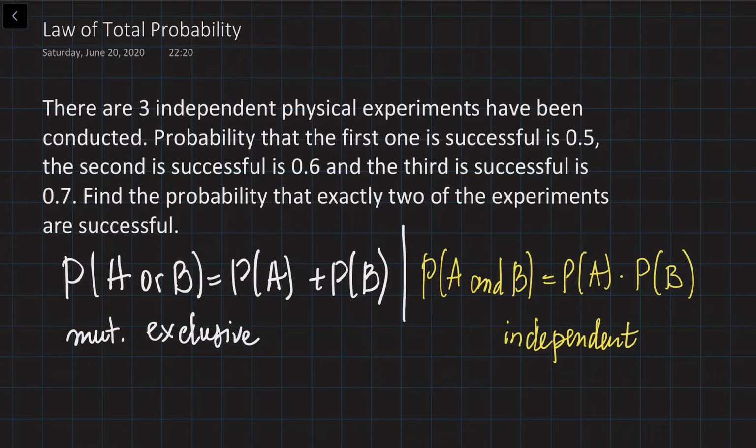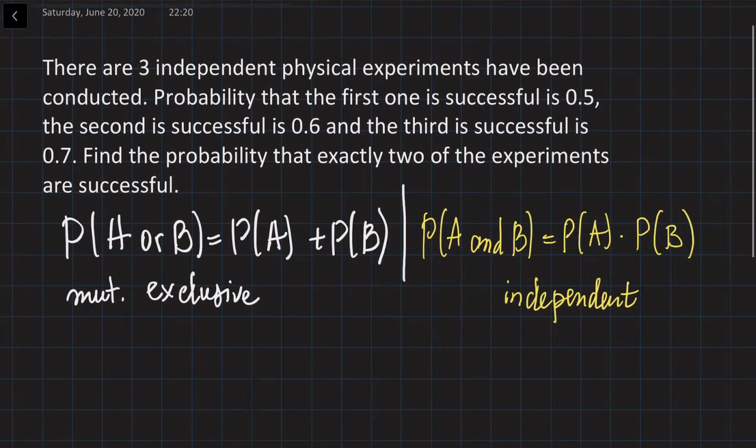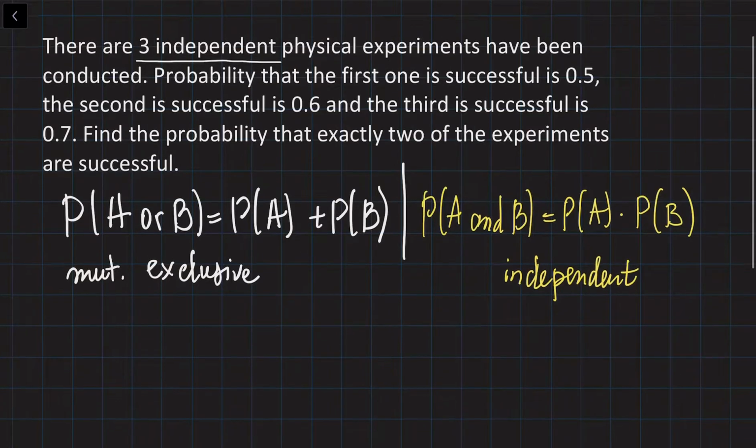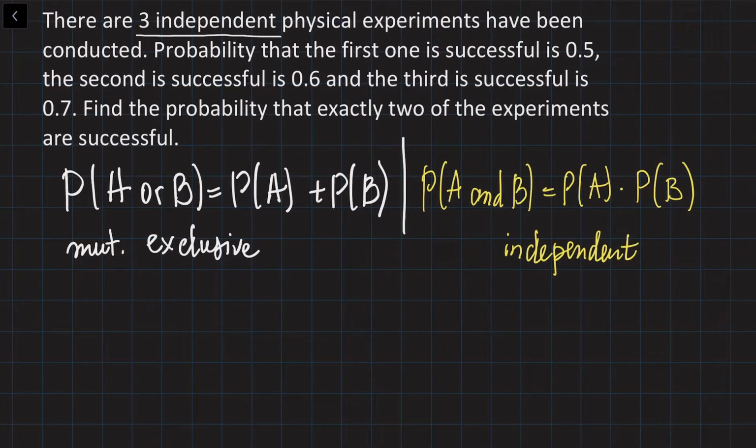So for example, let's solve this problem, which tells us that there are 3 independent experiments going to be conducted. The probability that the first experiment is successful is 0.5, the probability that the second one is successful is 0.6, and the probability that the third one is successful is 0.7. So I'm going to make the notation.